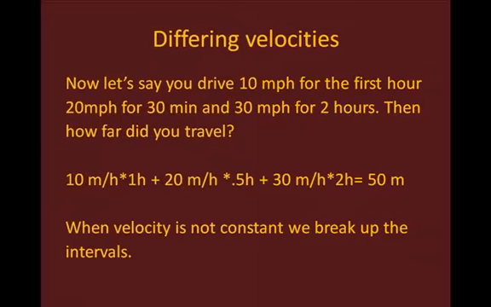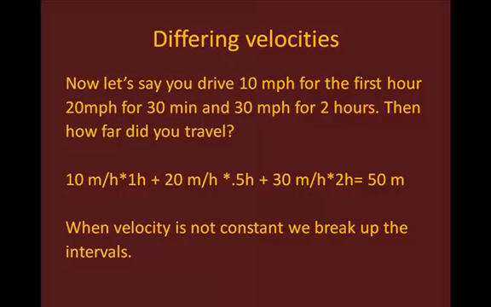What would happen if you had differing velocities? So let's say now that you start driving and you go 10 miles per hour for the first hour, 20 miles per hour for 30 minutes, and then 30 miles per hour for an additional 2 hours. Then how far did you travel?